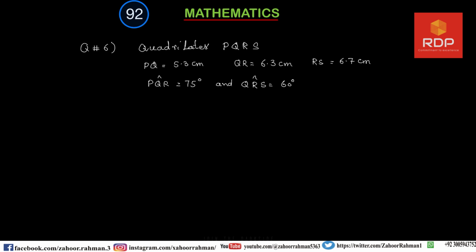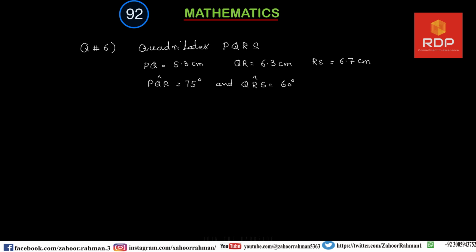This is lecture number 92 of mathematics. In today's lecture, we are going to discuss question number 6 of exercise 12b. The question is already written for your convenience. They are saying that construct a quadrilateral PQRS.